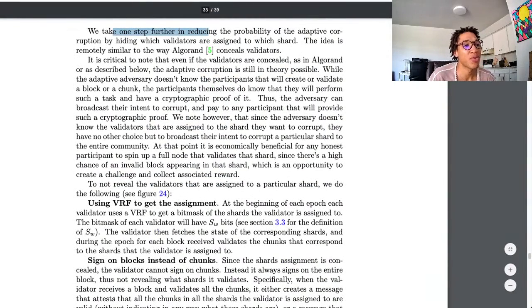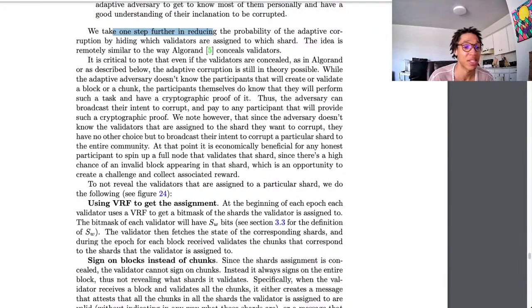We take one step further in reducing the probability of the adaptive corruption by hiding which validators are assigned to which shard. Make sense? The idea is remotely similar to the way Algorand conceals validators. It is critical to note that even if the validators are concealed as in Algorand or as described below, the adaptive corruption is still in theory possible. And I think that would make sense.